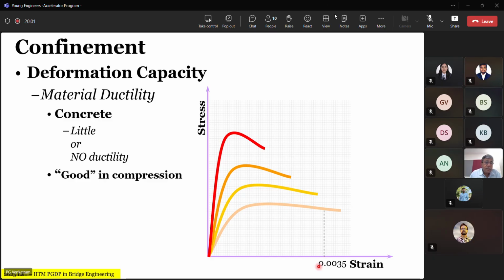Now, we also know that concrete is very good in compression. Good is in quote marks, in the sense that though it is good in compression, it doesn't satisfy all the characteristics of a good material, which means it doesn't show enough ductility. Any material which collapses suddenly is not good from a safety point of view and from human safety point of view. So concrete is virtually not ductile, and it is good in compression.